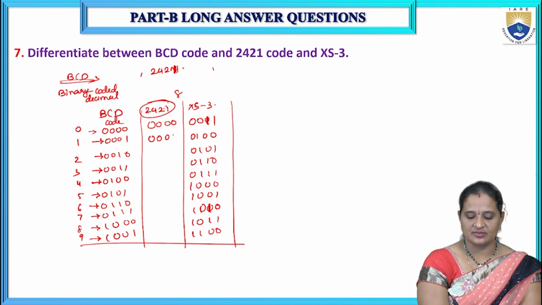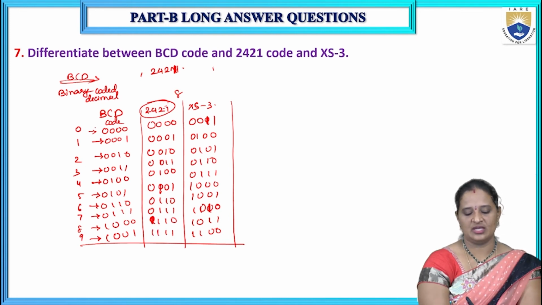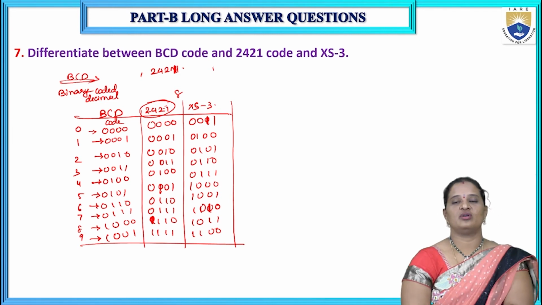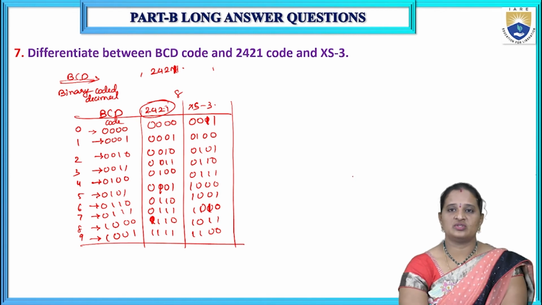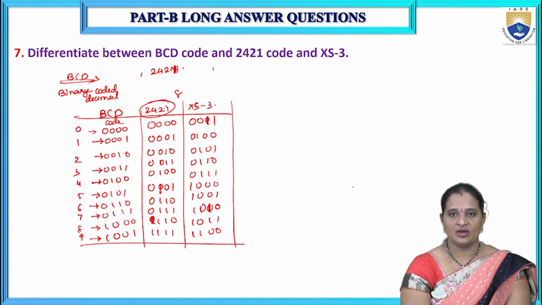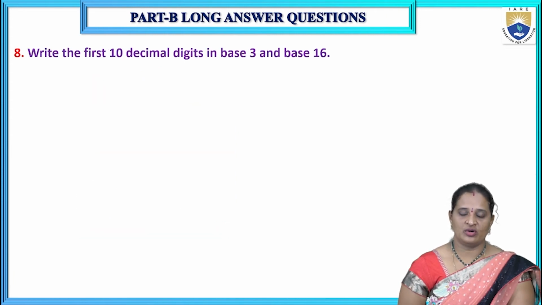So 1 can be represented as, next 2 can be, next 3 can be, and 4 can be, 5, 1, 0, 1, 6, 0, 1, 1, 0, next 7, 0, 1, 1, 1, next 8, 1, 1, 1, 0. Next 9 is 1, 1, 1, 1. So these are the differences between BCD code, 2421 code, XS3 code. These are all 4-bit codes only, but in each and every code we are following some technique. Like this you can differentiate between the BCD code, 2421 code, XS3 code.